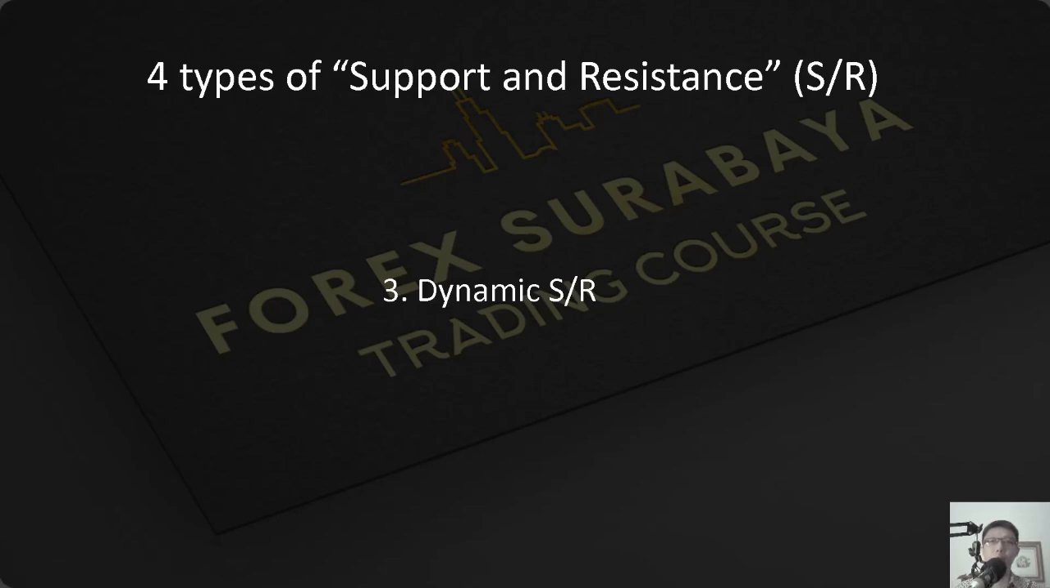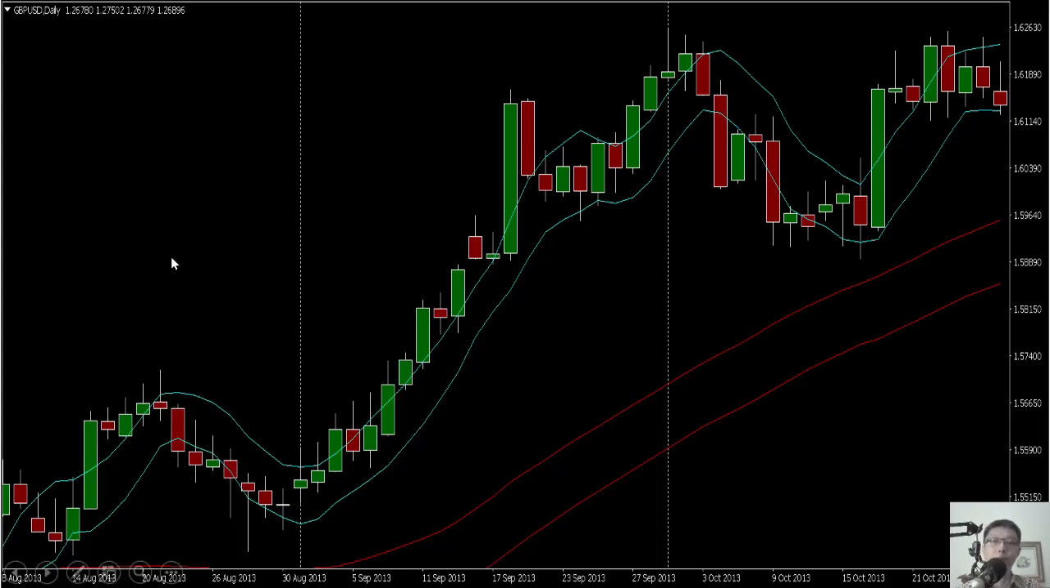The third type of support and resistance, we call dynamic support and resistance, or dynamic SR. What is dynamic SR? In this example, we can see there is an indicator. This is a moving average indicator. The blue one is a simple moving average for a period of 5. This is the low simple moving average, and this is the high simple moving average. And the red one is a simple moving average of 50 period.